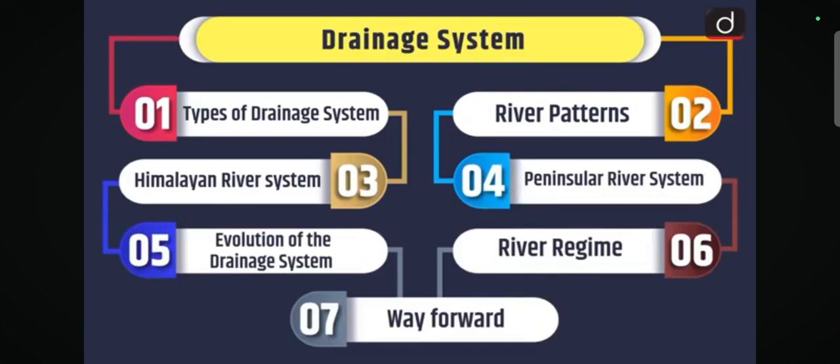About drainage system. Under this topic, we will discuss types of drainage system, river patterns, Himalayan river system, peninsular river system, evolution of the drainage system, river regime and way forward. So first of all, let's discuss different types of drainage system.